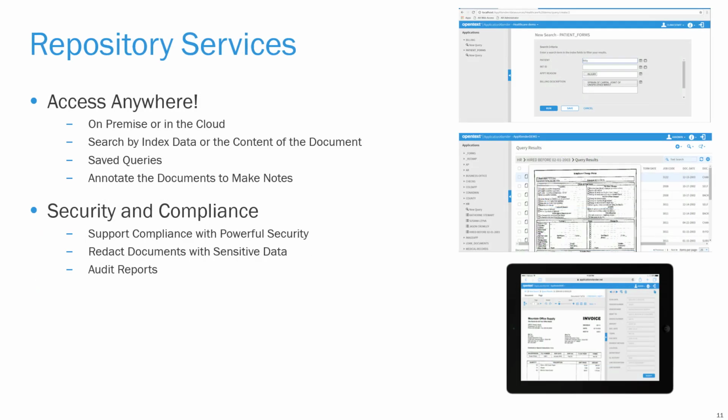The repository services is based on an Access Anywhere model. On-premise or in the cloud, you can search by the index data that's extracted by the capture services or by the content of the document to make it a very powerful and easily accessible repository of information. You can reuse queries and save them for yourself or share them with your colleagues. You can annotate the documents and make notes on them as well, so you can build up the patient record as you go. Security and compliance is also very important.